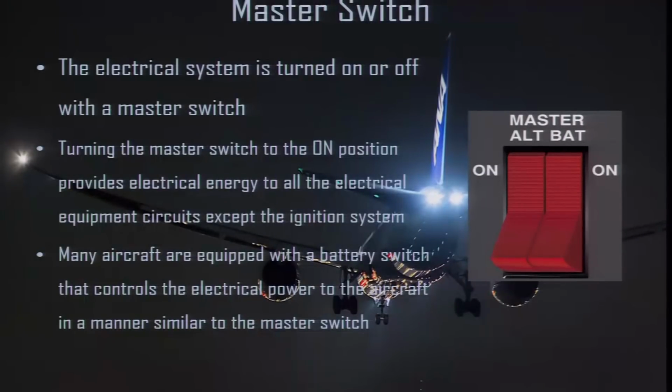Many aircraft are equipped with a battery switch that controls the electrical power to the aircraft in a manner similar to a master switch. So, in some of the aircraft, a battery switch is being used in place of a master switch.